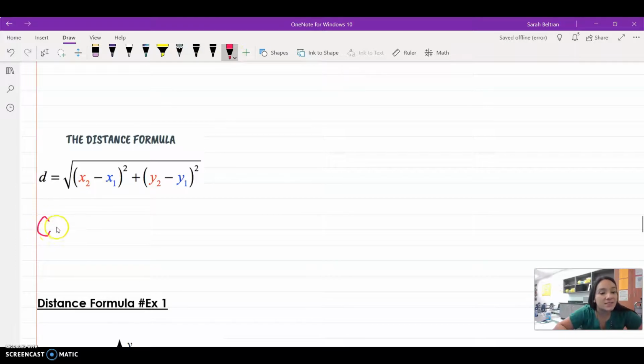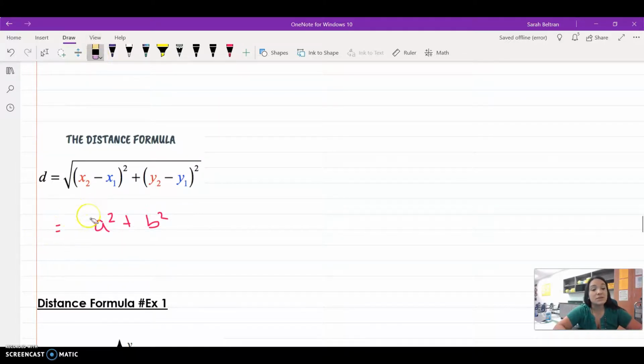Like above, where we said C is equal to the square root of A squared plus B squared, right? It's the same exact thing, only we're going to be using the points to find the distance formula.